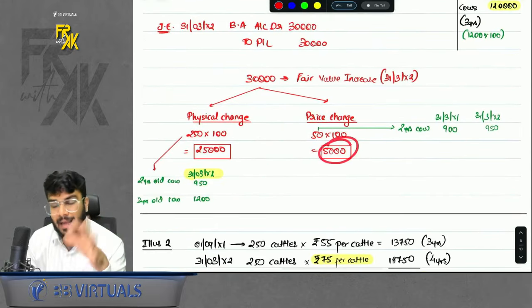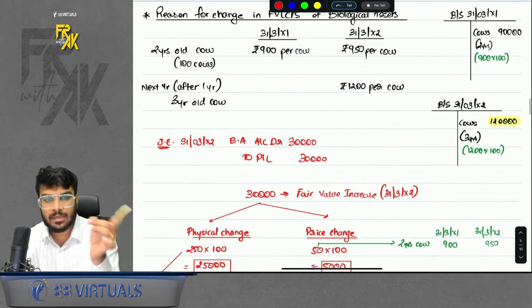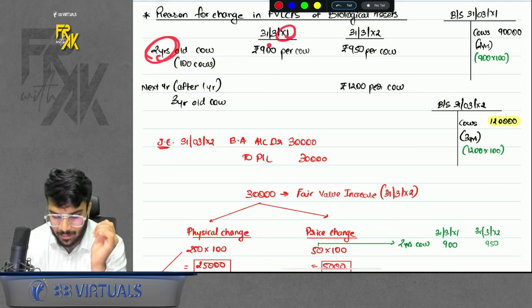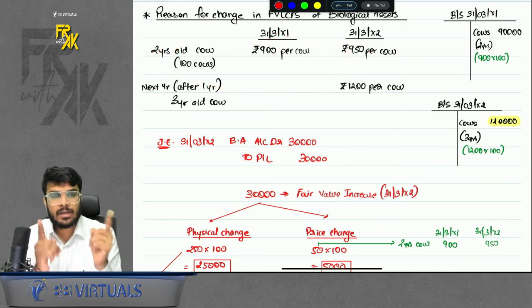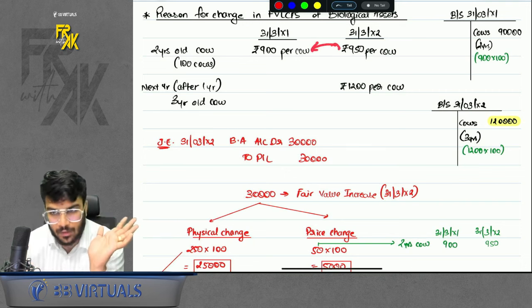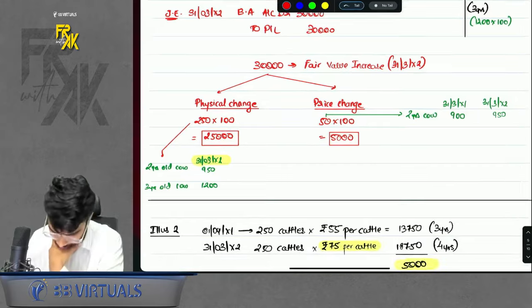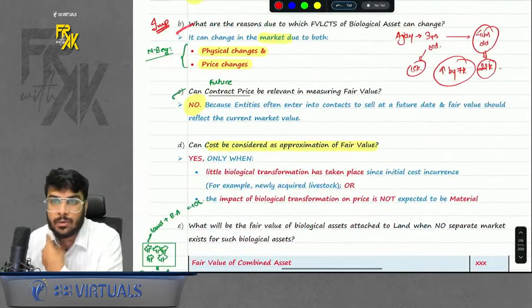What about price change? Either take the balancing figure, or you can also say for price change, you will compare year on year. A 2-year-old cow in 11 was 900 rupees. A 2-year-old cow in 12 is 950 rupees. Year on year change without change in the age. This is price change. Of course, do practice it. I'm just focusing on revising the things. Okay, done, sir. Then the next point, this was the reasons due to which it can change.